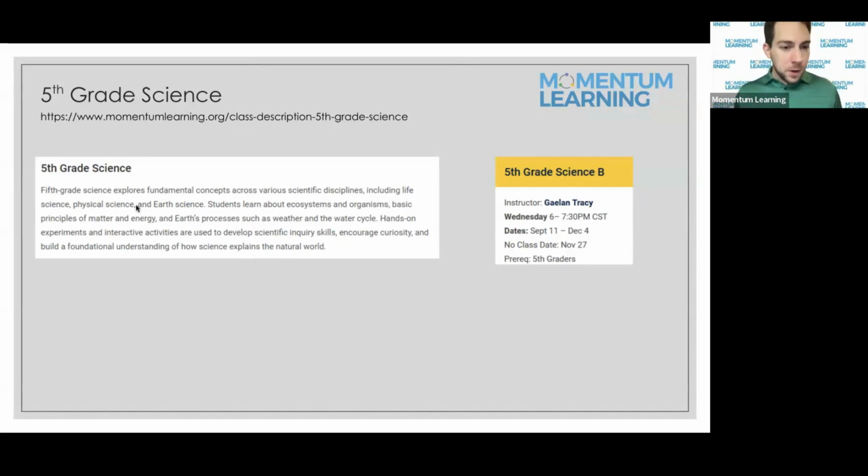All right, so here's a summary of what the fifth grade course is. So it explores fundamental concepts across various science disciplines, including life science, physical science, and earth science. All right, so a lot of the physical sciences. Students learn about ecosystems and organisms, basic principles of matter and energy, Earth's processes, weather cycles, and the water cycle.